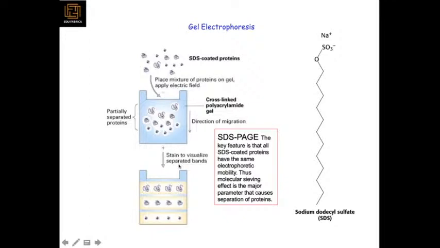Stains are used to visualize your separated bands, and each protein is separated according to its size. Smaller proteins are at the bottom and larger ones at the top. And the SDS molecular structure looks like this. SDS-coated proteins have the same electrophoretic mobility, thus the molecular sieving effect is the major parameter that causes separation of proteins.